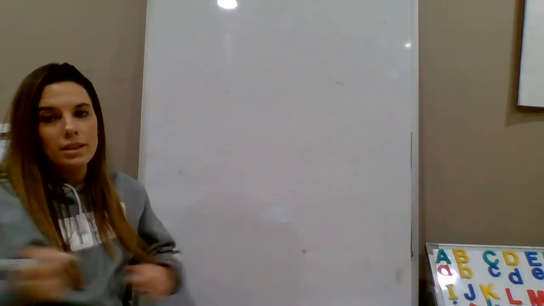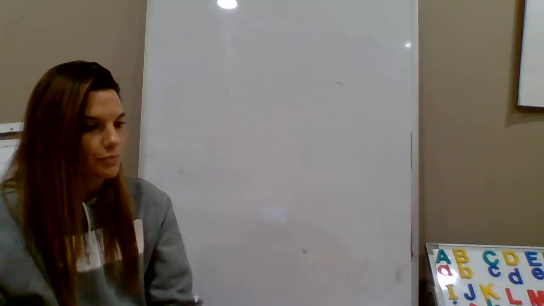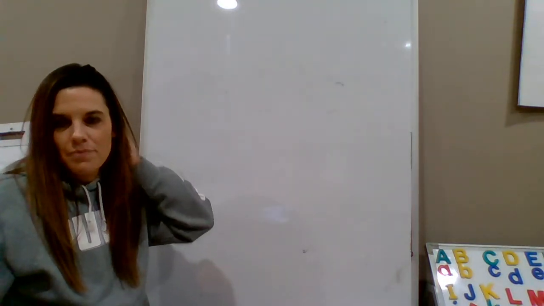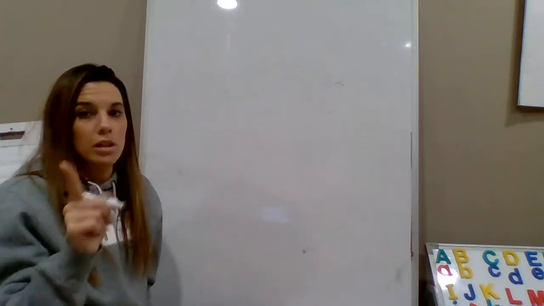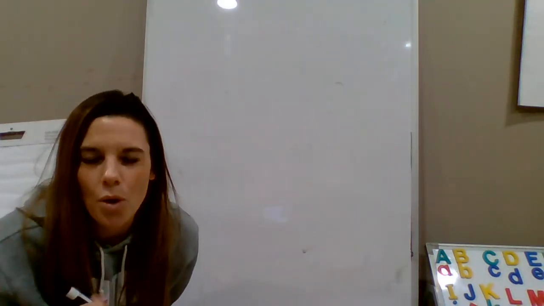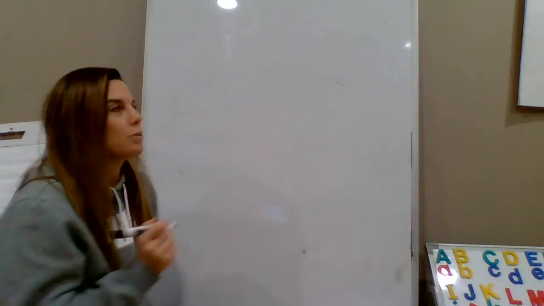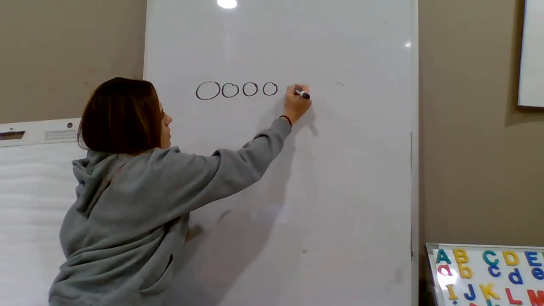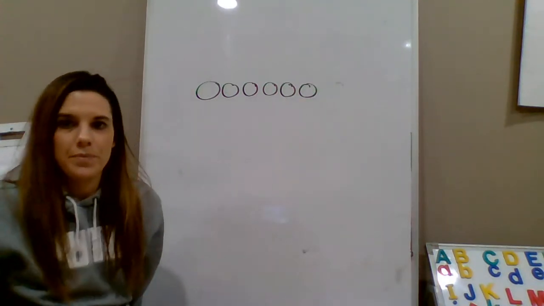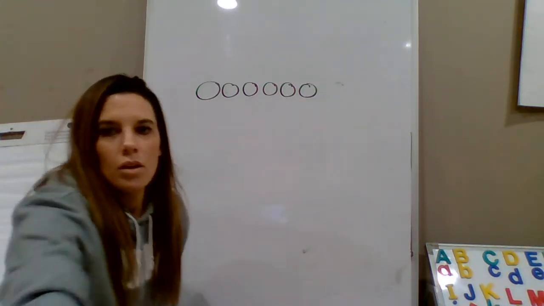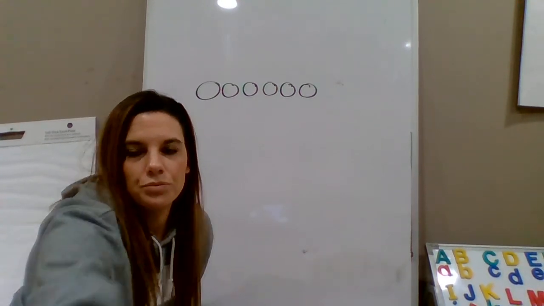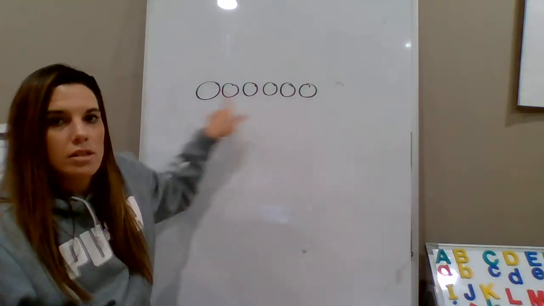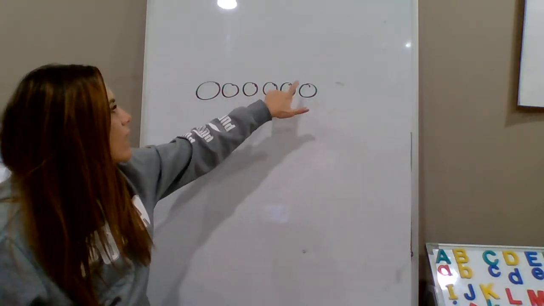Alrighty, so let's say I have 6 lollipops. I'm going to draw magic circles. Draw your math pictures. They help. 6 lollipops. 1, 2, 3, 4, 5, 6. Okay, so let's say I have 6 lollipops. Here are my magic circles. 1, 2, 3, 4, 5, 6.